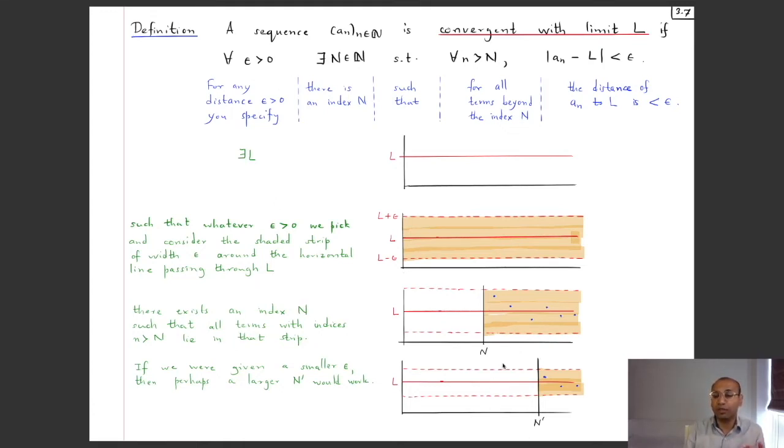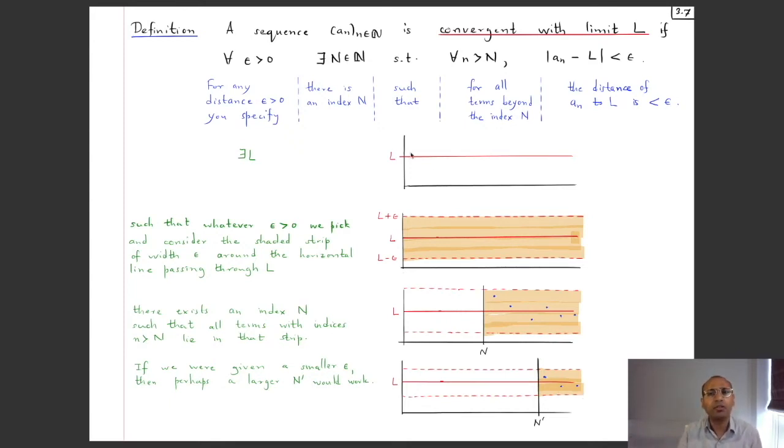So for example, if instead of 1 divided by a million, I take 1 divided by a billion, then again there exists a corresponding milestone index, maybe much bigger. So maybe here n equal to 3000 worked, maybe here you need 30,000 or 9,000 or something like that, such that beyond that all the terms lie in this now narrower strip corresponding to 1 divided by a billion.